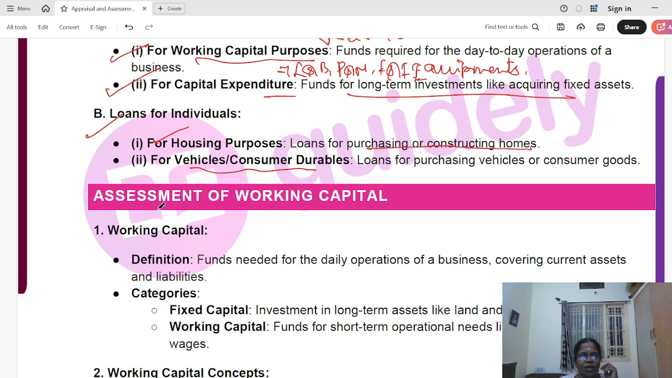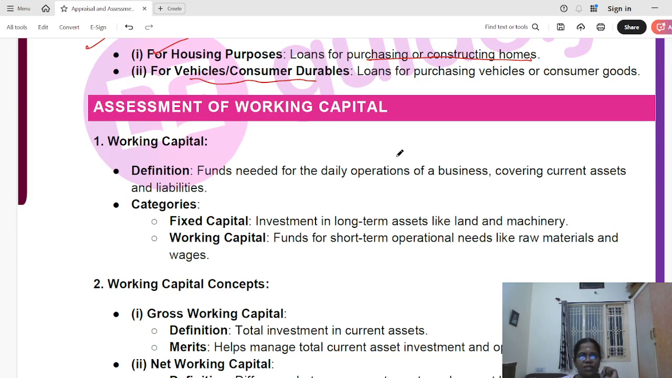Then assessment of the working capital. What is working capital? Funds needed for the daily operations of a business. That is called working capital financing, covering current assets and current liabilities. These current assets are those assets that are easily converted into cash.